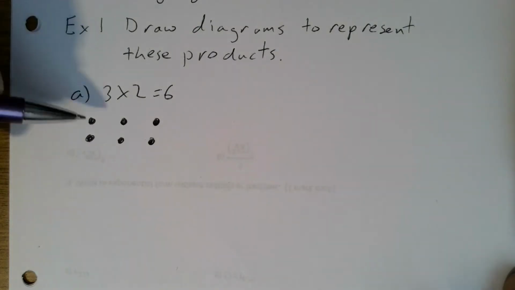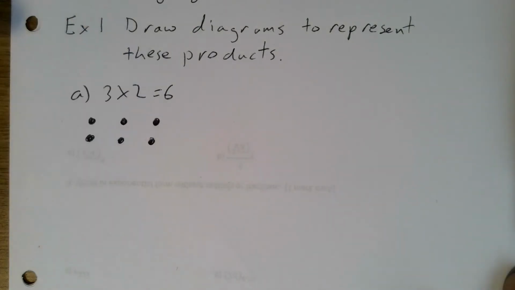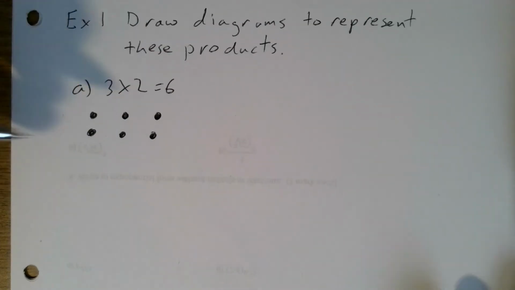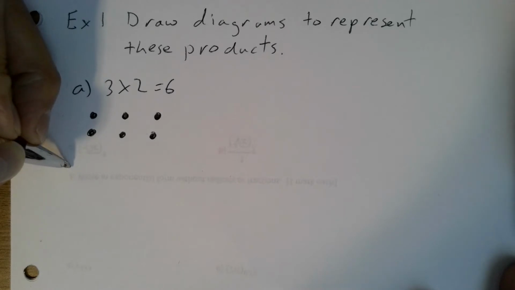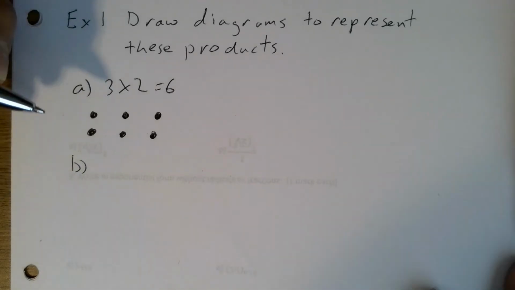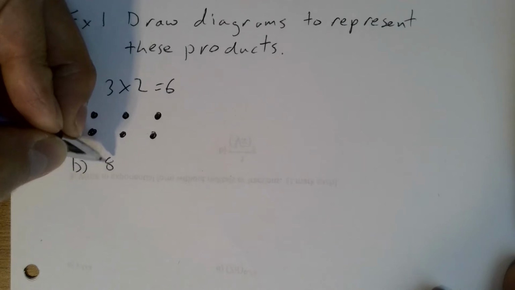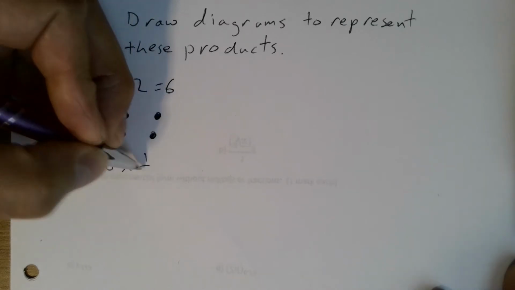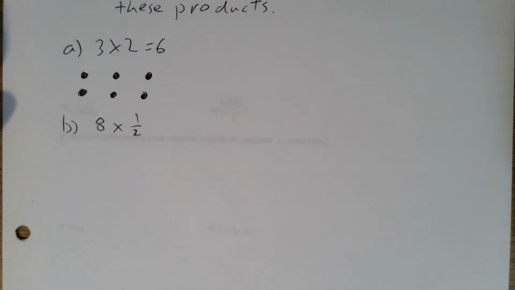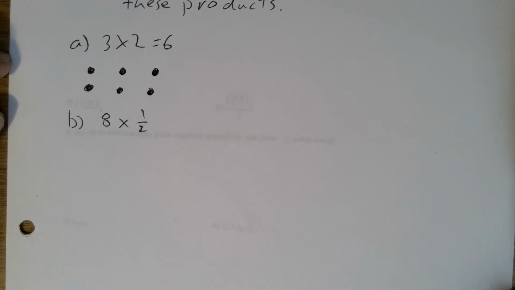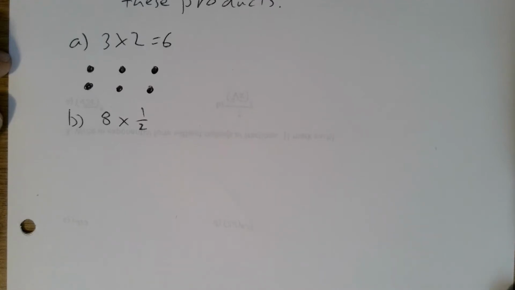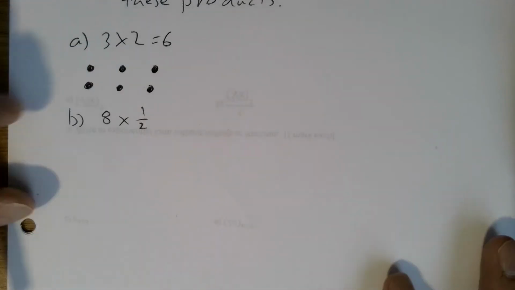Sometimes I represent groups by drawing a loop around them. In this case, because we're moving towards fractions, I'm going to do this just by drawing the groups as kind of separate. Okay, next one. 8 times a half. Okay, so in this case, we've either got 8 groups of a half or half a group of 8. So these are a little bit more interesting. So let's draw both of these.